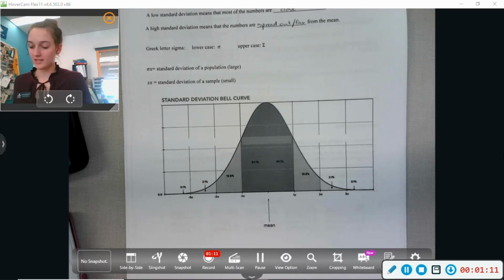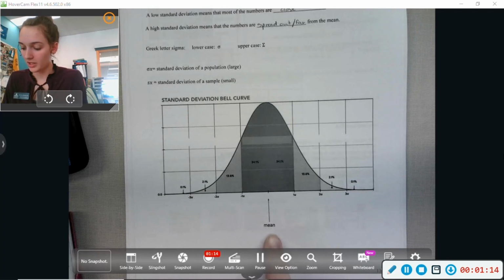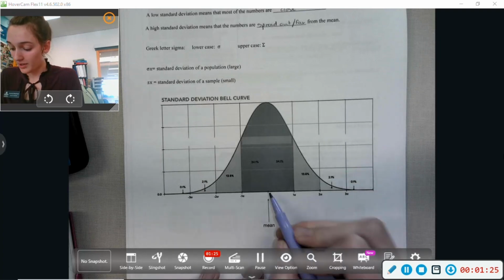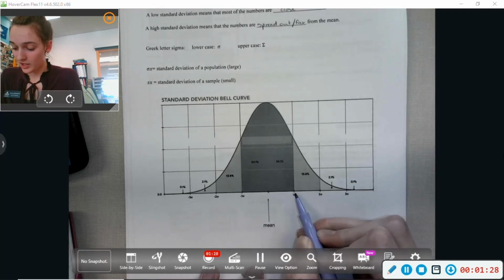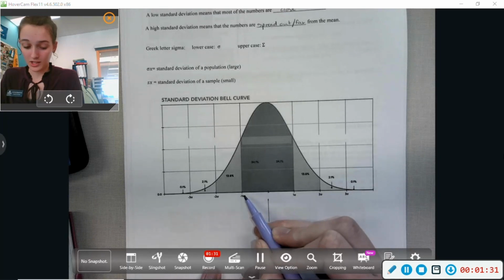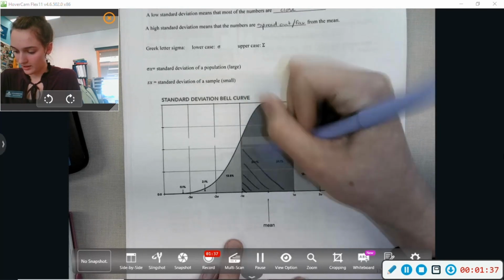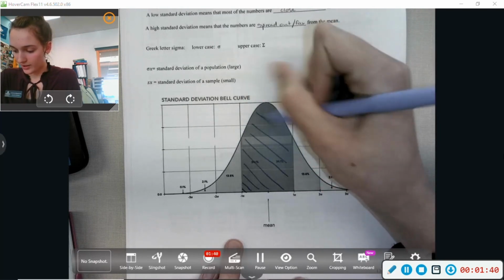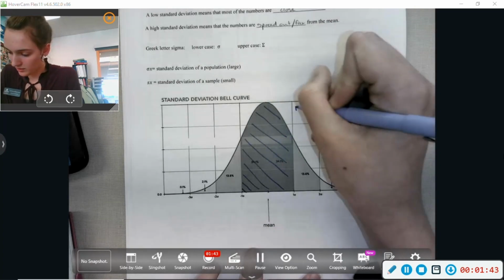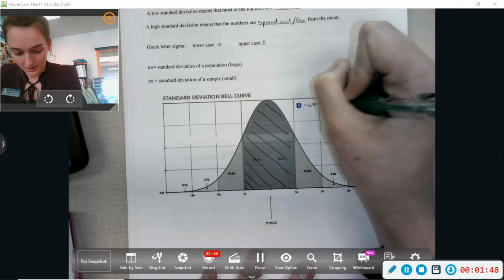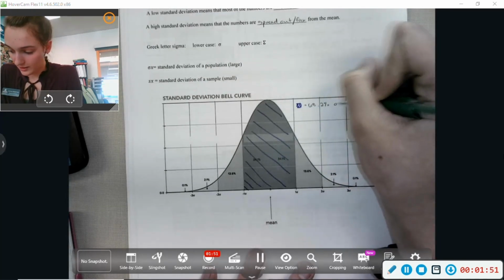You can see we have it broken up here, and the mean is always going to be at the center. Each of these steps represents one more standard deviation away from the mean. So from here to here, that's one standard deviation, and then this is one standard deviation in the other direction. This central section is where the bulk of our data is going to be, and that is going to be 68.2% of the data.